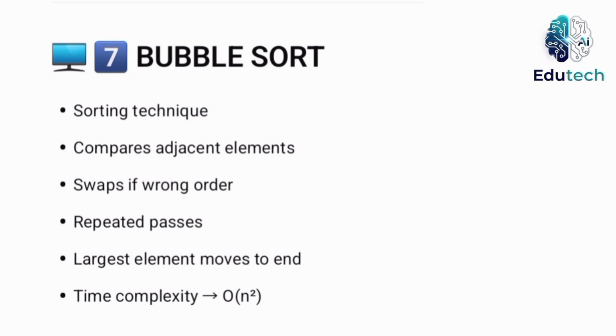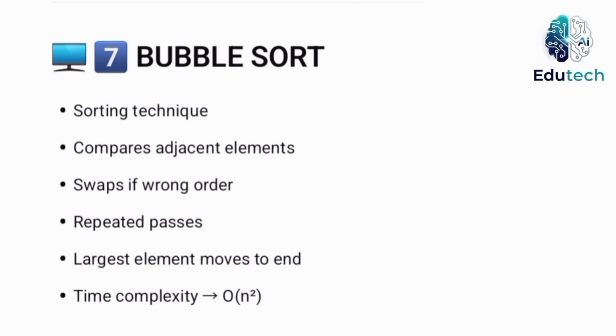Explain bubble sort. Bubble sort is a simple sorting technique used to arrange elements in an array in ascending or descending order. In this method, adjacent elements are compared and swapped if they are in the wrong order. This process is repeated multiple times until the array becomes sorted. The largest element bubbles to the end of the array in each pass.